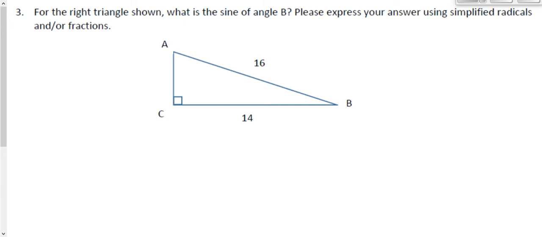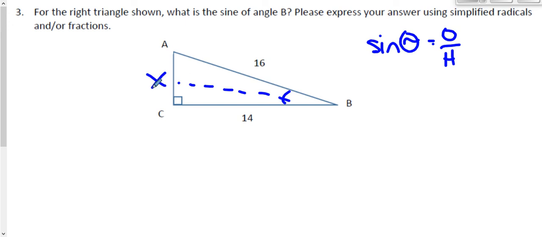Question 3 is in a similar vein of question 2 and question 1 combined. Let's go ahead and see what it says. For the right triangle shown, what is the sine of angle B? So my angle is right over here, and I'd like to find its sine. Remember, the sine of an angle is the opposite divided by the hypotenuse. So if this is my angle, the opposite is this side right over here, and the hypotenuse is the number 16. So the sine of B is whatever this side is, x, divided by the number 16.